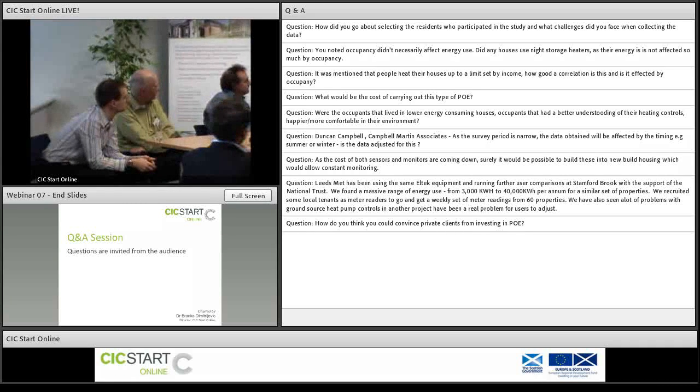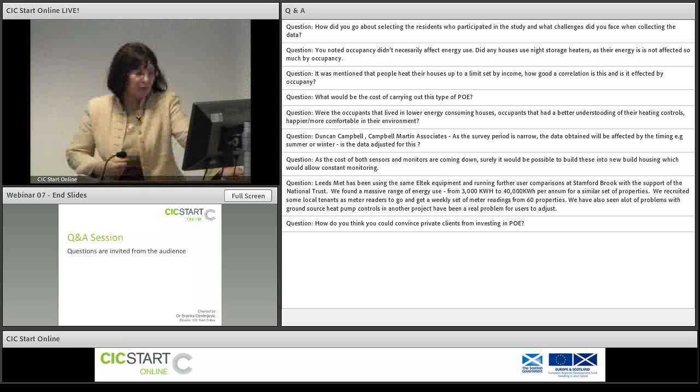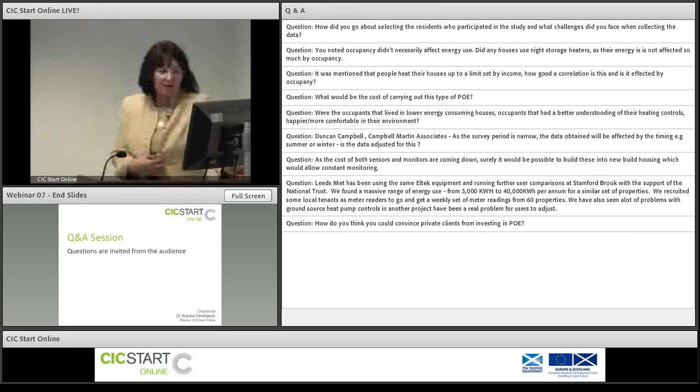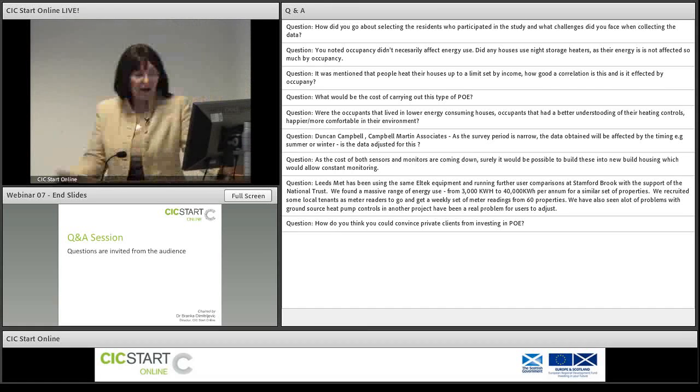That is related to the next question from Ola Uduku. Had the residents had some kind of training scheme to understand how to use the environmental control systems in their houses beforehand?